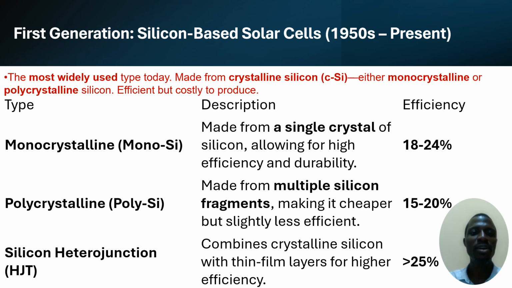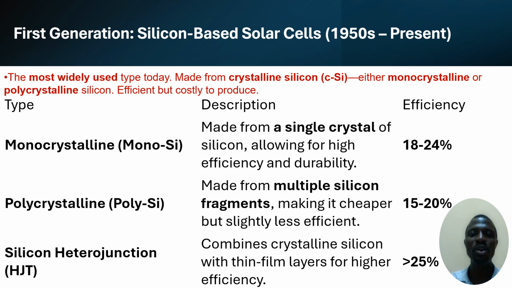Efficient but costly to produce. That's something to note about silicon solar cell. Now, we have the monocrystalline silicon solar cell, we have the polycrystalline, and we have the silicon heterojunction. Monocrystalline are made from a single crystal of silicon, allowing for high efficiency and durability. Currently, we have monocrystalline cells that have efficiencies between 18 and 24%. However, it is more costly than the other two.